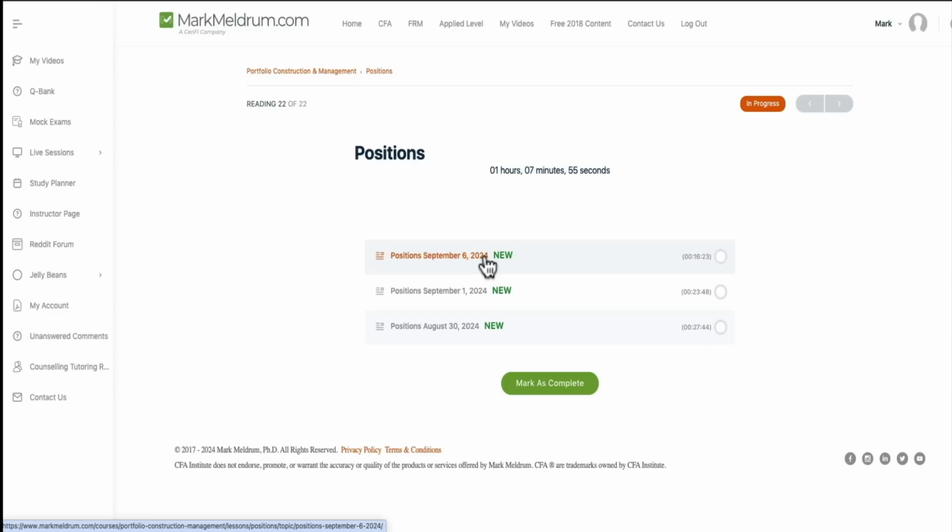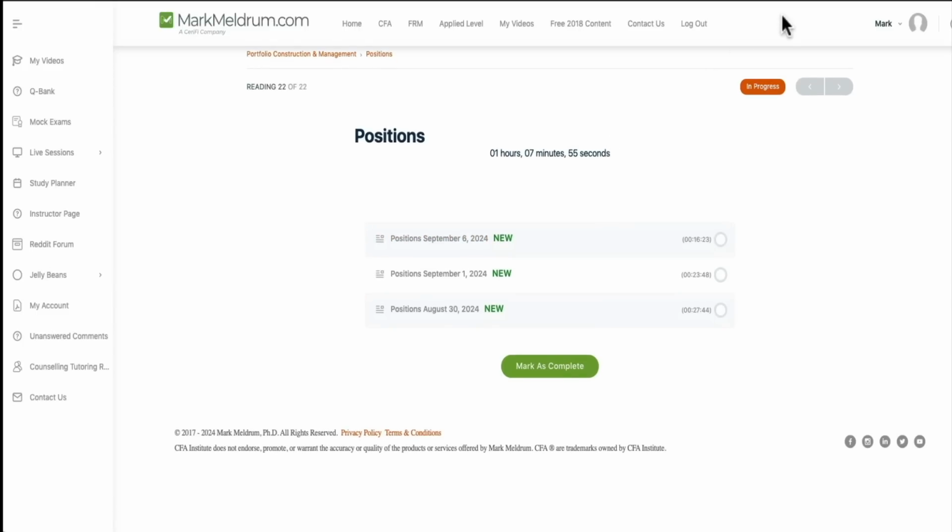So that you have the weekend to review them. If you're wondering where they went, it's in portfolio construction. Scroll all the way to the bottom. There's a folder there called positions, and they will be in order so that every Friday the newest one will always be at the top of this list. So there is September 6th positions.